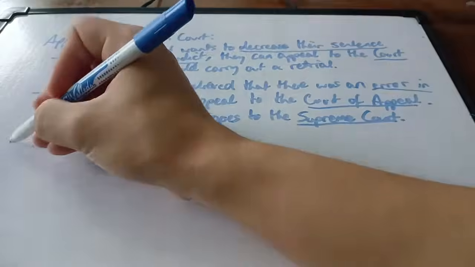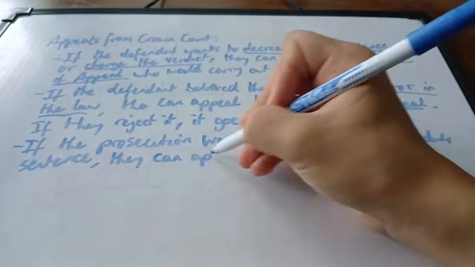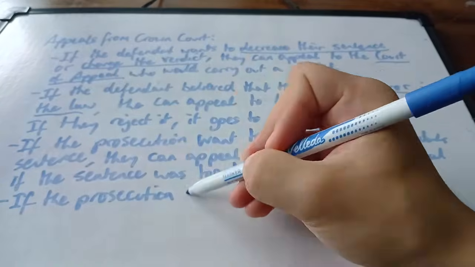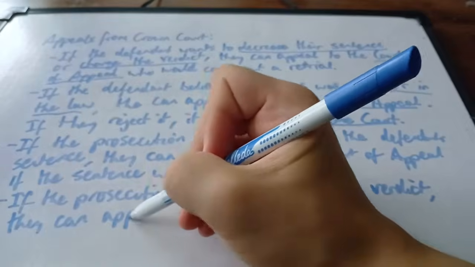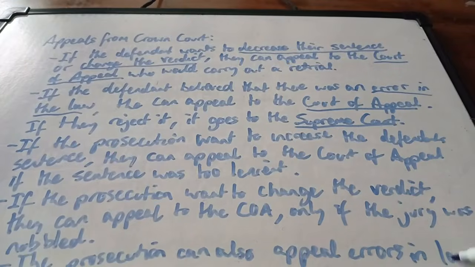If the prosecution want to increase the defendant's sentence, they can appeal to the Court of Appeal if the sentence was too lenient. If the prosecution wants to change the verdict, they can appeal to the Court of Appeal only if the jury was nobbled. The prosecution can also appeal if there was an error in the law.